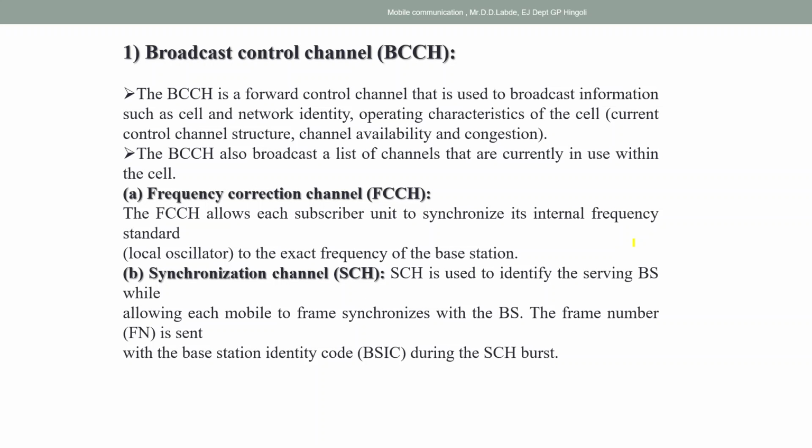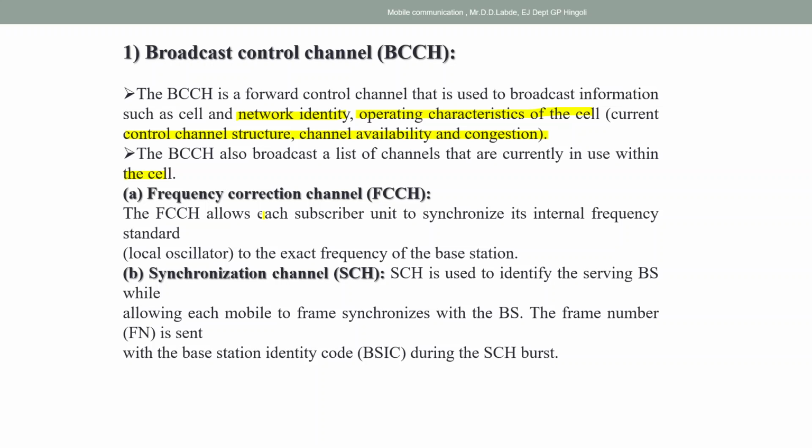The broadcast control channel is used to identify the network and the operating characteristics of the cell. Basically your BCCH is used for network identity, operating characteristics of the cell, that means the current control channel structure, channel availability and congestion in the network. Your broadcast control channel basically consists of a list of channels that are used within a cell.